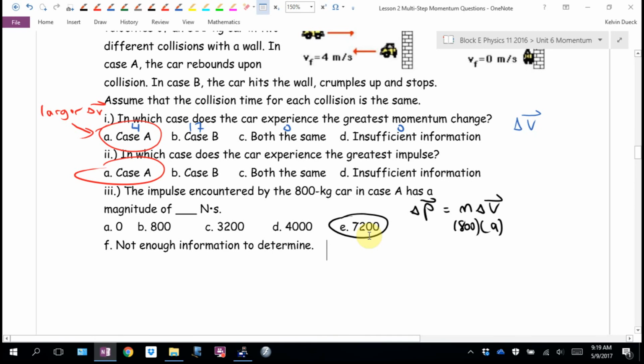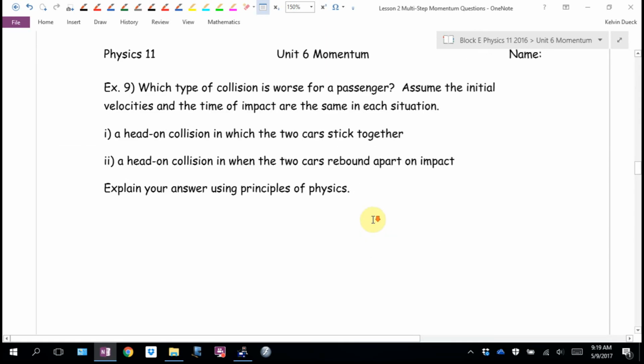Okay? So in a collision, it's better to come to a stop than to be knocked backwards if you're in a car crash. Which type of collision is worse for a passenger? Assume the initial velocities and the time of impact are the same in each situation. A head-on collision where the two cars stick together? A head-on collision where the two cars rebound apart on impact?